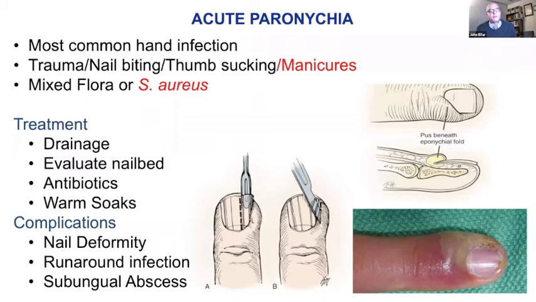Sometimes these require more debridement or less, depending on how involved they are and how long they've been there. The general principle is drainage, antibiotics, and warm soaks, and you need to evaluate that nail bed.